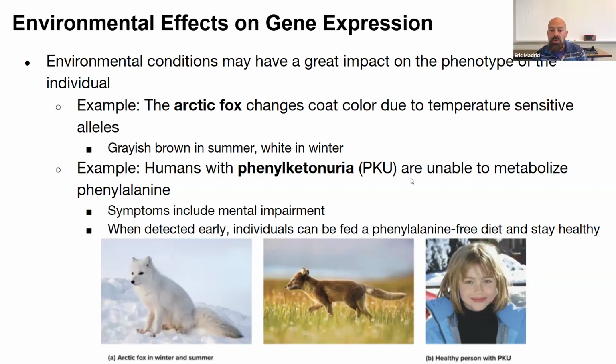Another one is PKU. PKU means that you cannot metabolize phenylalanine, which is an amino acid. It's a big deal. So we screen kids for PKU now in the hospital when they're born. And if it turns out that they have PKU, then you can make changes in their environment and their diet that will keep them healthy. Even though if that was not being screened, they'd be sick. And so again, that's a change in the environment that's affecting the phenotype.